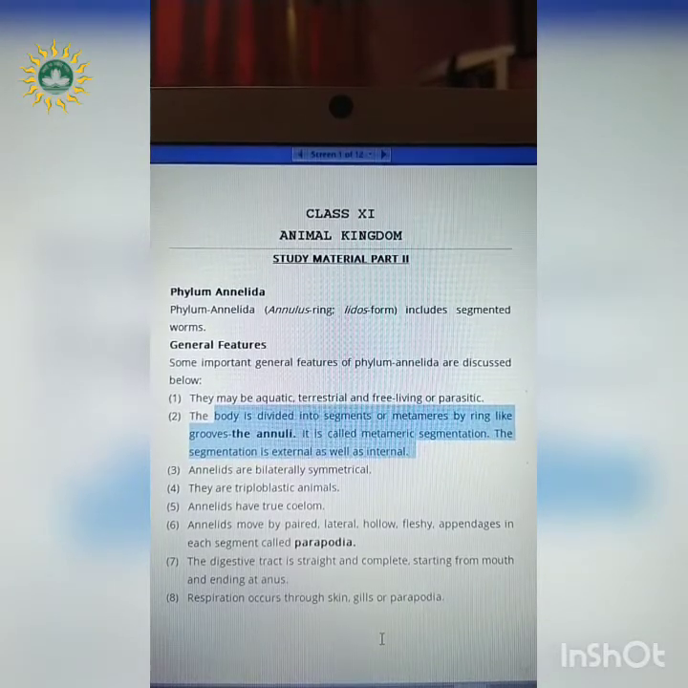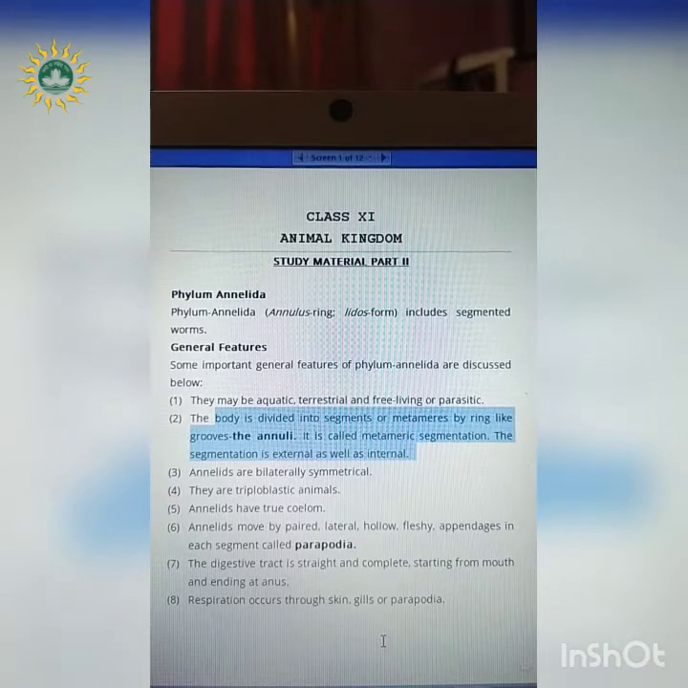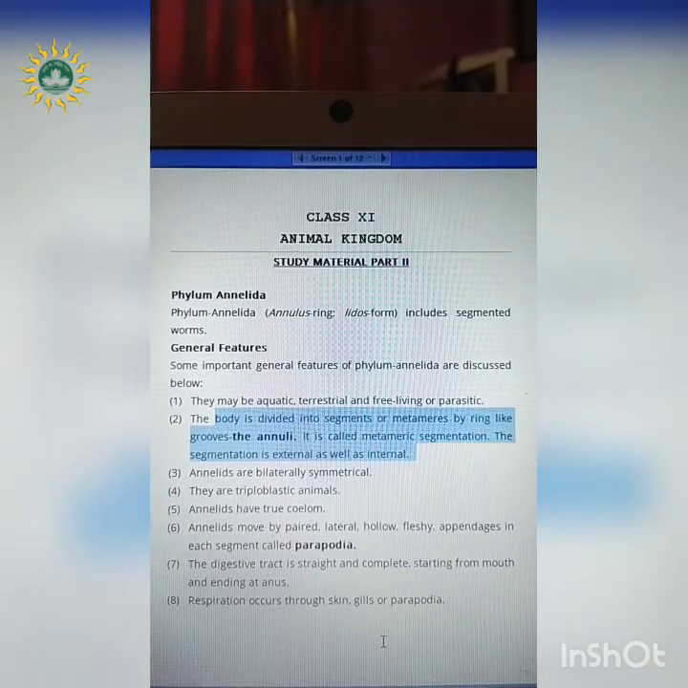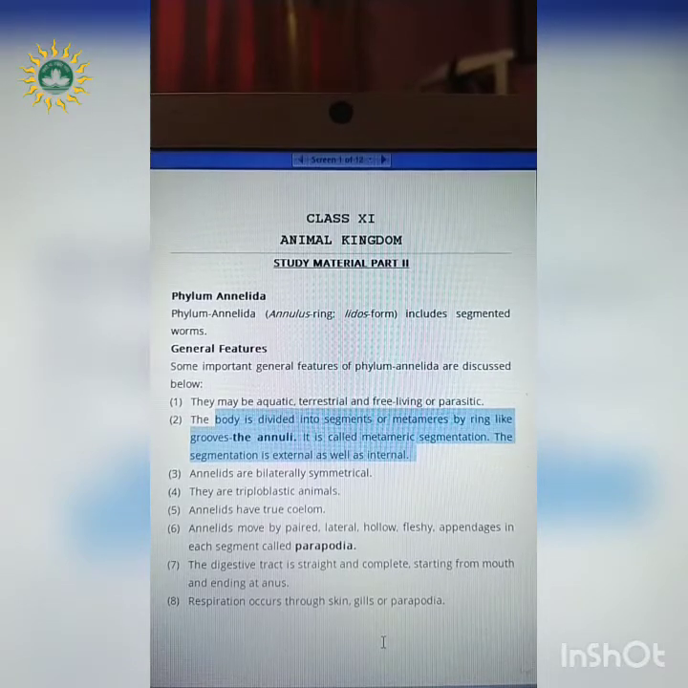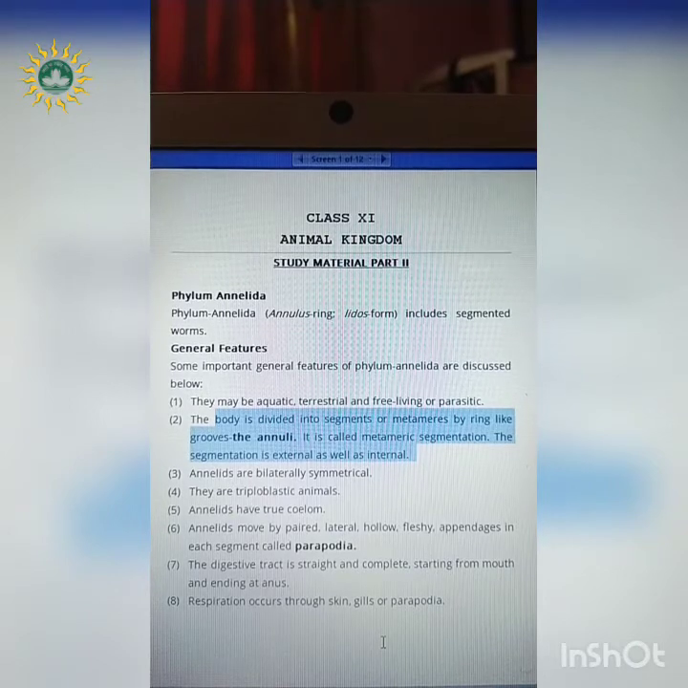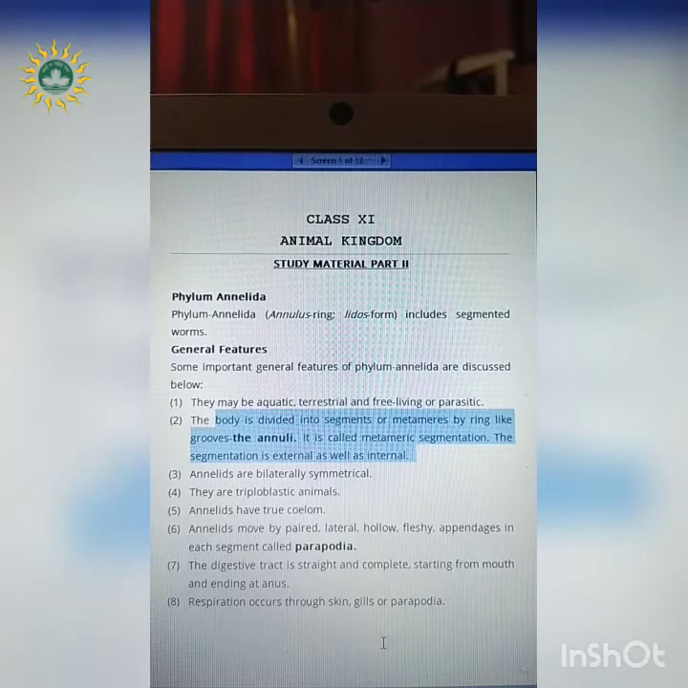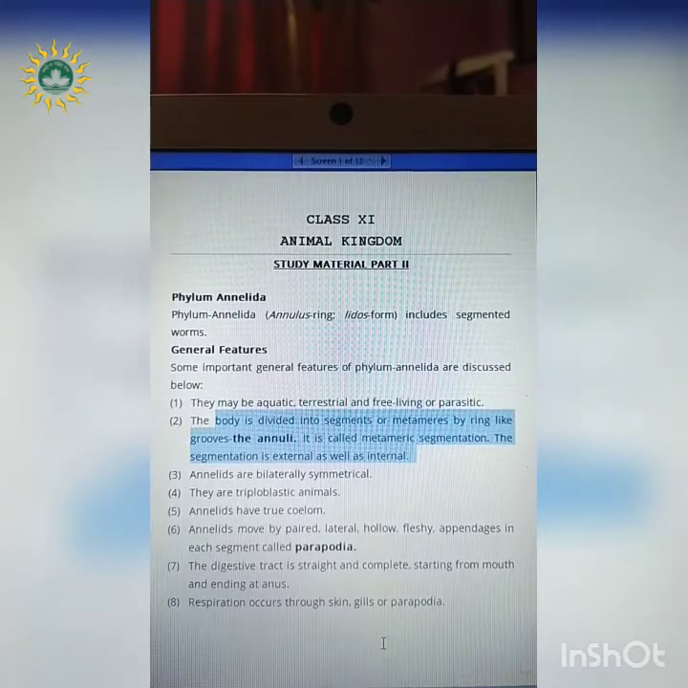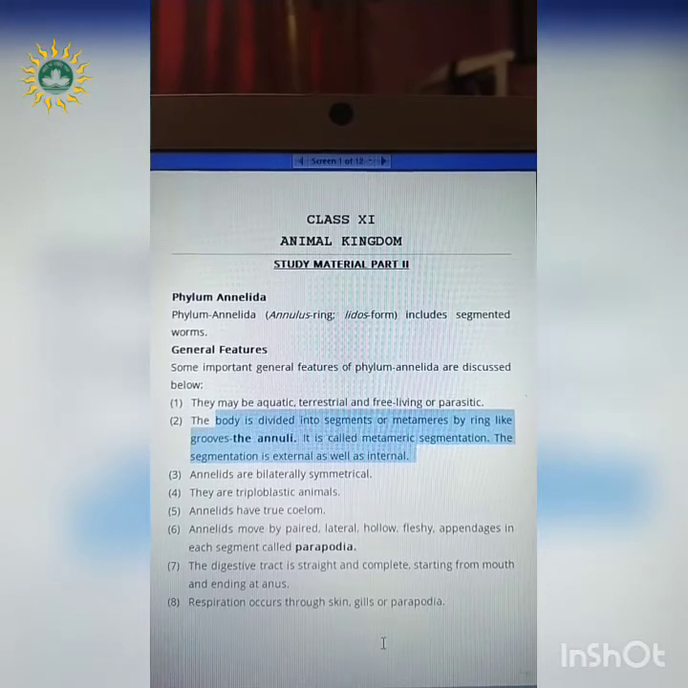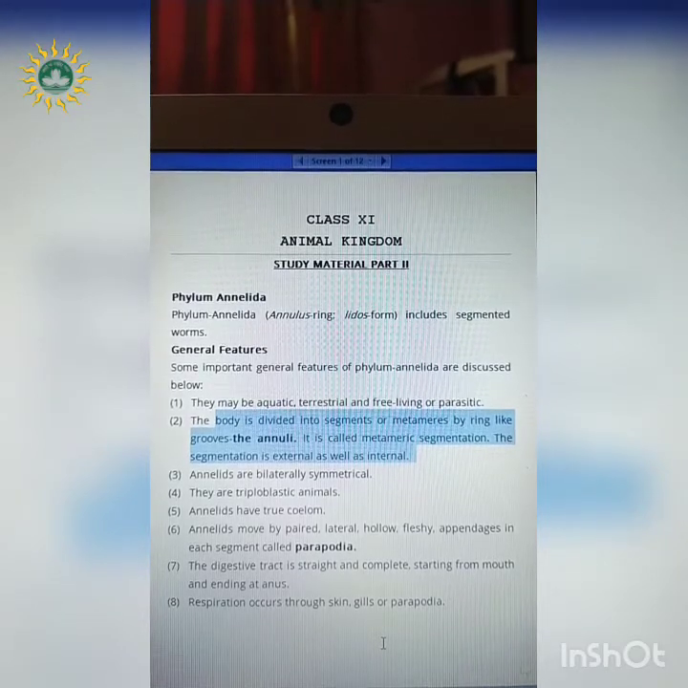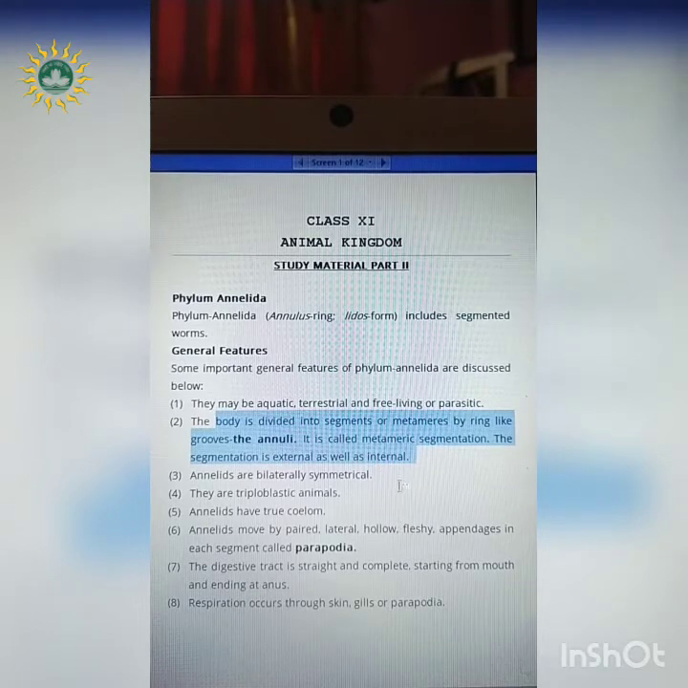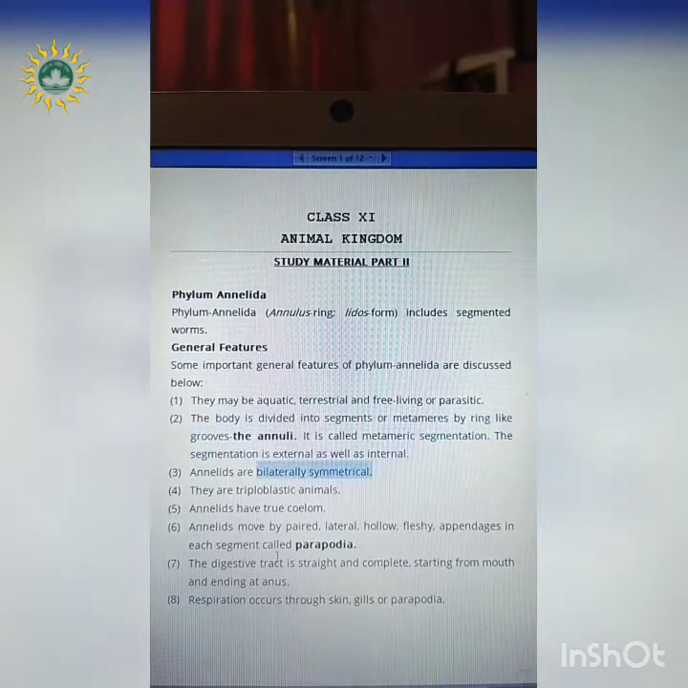If you remember the previous lesson, I have mentioned the different features of animal classification. Out of that, one of the most important features was segmentation, in which I mentioned, for example, the earthworm has different segments or divisions in the body, which are internal as well as external. So those segments are referred to as the metamers and they have ring-like grooves which are called the annuli. And this process is referred to as what? Metameric segmentation.